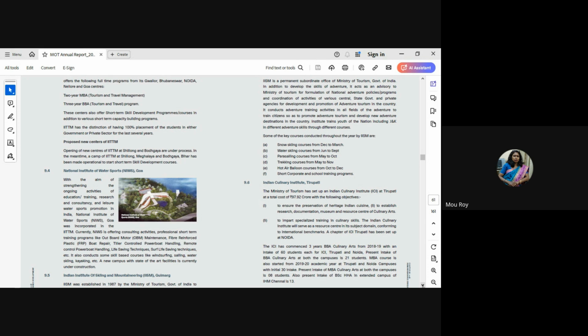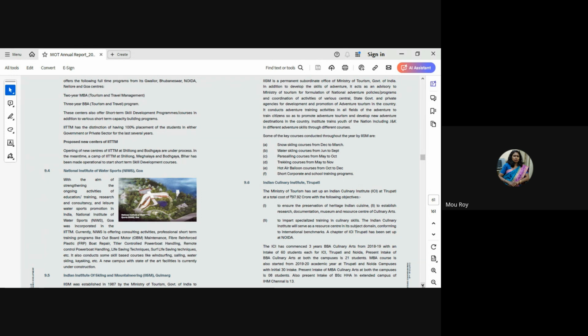But now they have made it more streamlined. If you want to become a chef, you can join the Indian Culinary Institute. There you won't be learning front office or housekeeping, you'll be learning only how to prepare food. The Indian Culinary Institute has come up under NCHM just 3 or 4 years ago.